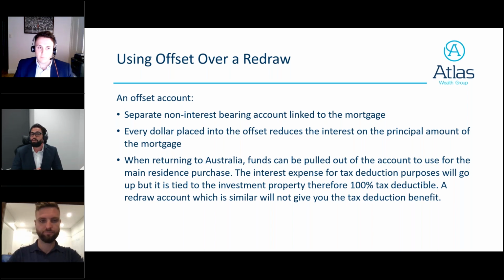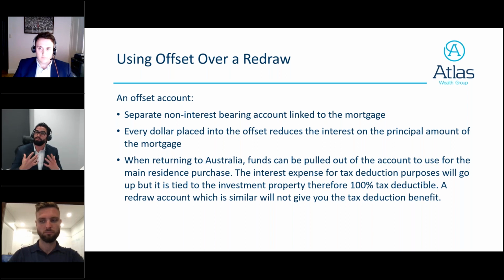We love an offset account, especially if it's tied to an investment property, because it just means you can pull out the cash and then use that for further investing, or maybe a main residence purchase in the future. The interest expense will go back up because you're pulling cash out of the offset account, and the real benefit of that is that it still remains tax deductible.